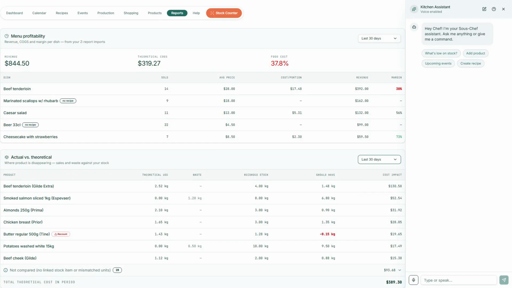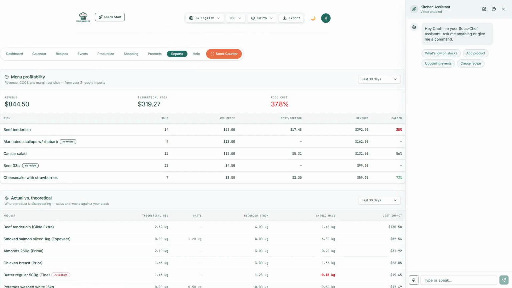The second report compares actual against theoretical. Each row is a product from the inventory. Theoretical usage is what should have been used, based on the dishes sold and their recipes. Waste is what was declared as thrown out. Recorded inventory is what's been counted in the storeroom, and should have is the subtraction: inventory minus usage minus waste, what should be left if everything adds up.